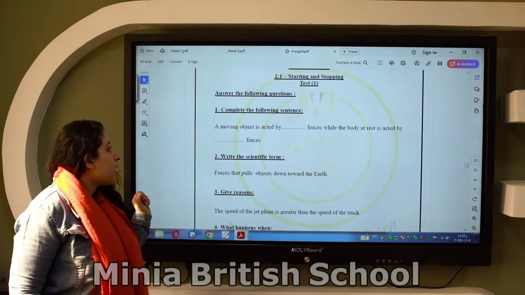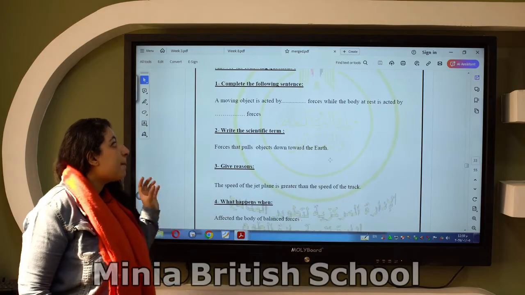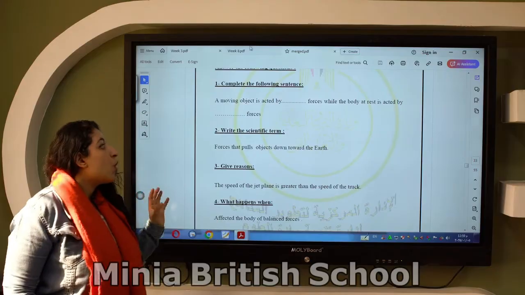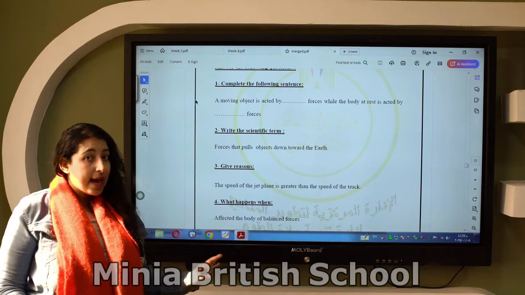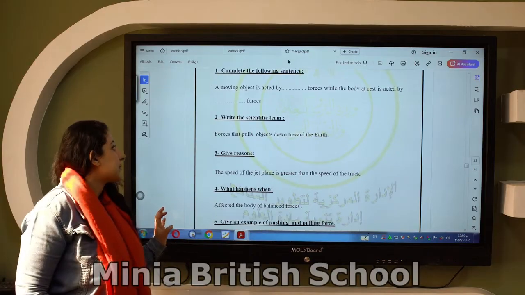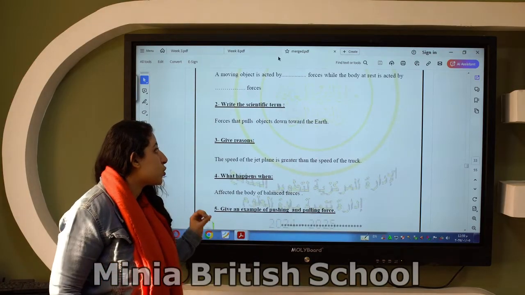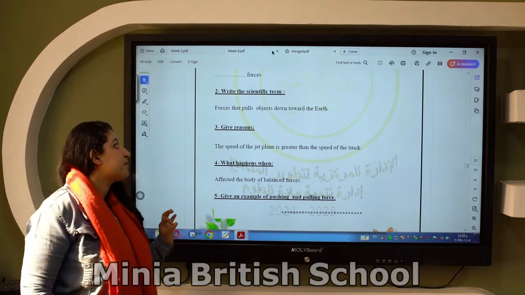Test 1 in week 9. A moving object is acted on by what forces? Unbalanced forces, while a body at rest is acted on by balanced forces. Write the scientific term: the force that pulls objects down toward the earth is gravity, or gravitational force.